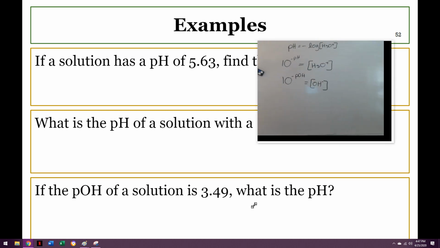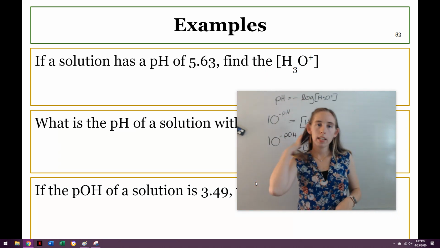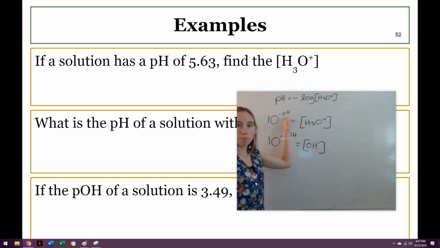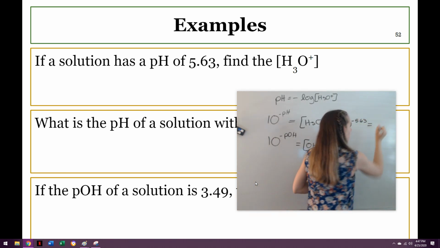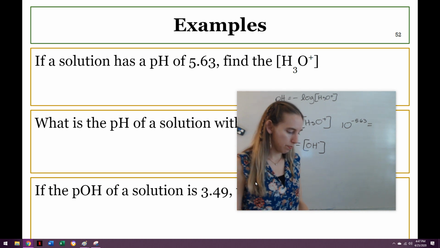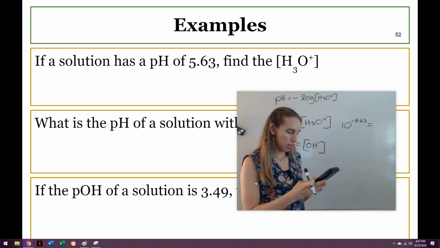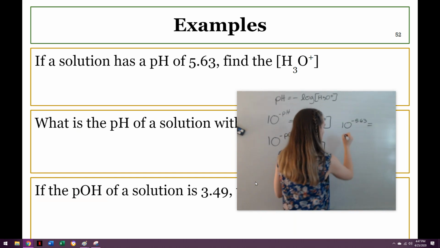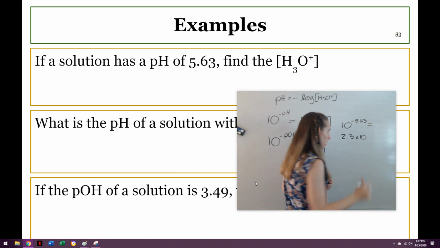Actually, let's put that back out here. Okay. So if a solution has a pH of 5.63, find the H3O. Plug it into this equation. We'd say 10 to the negative 5.63 is equal to H3O. 10 to the power of negative 5.63 is equal to 2.3 times 10 to the negative 6.